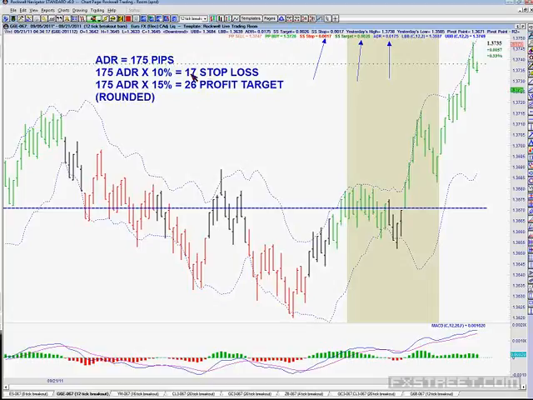Now, it's not less than 1-to-1, because 1-to-1 would be a 17 pip target and a 17 pip stop loss. It's 1.5-to-1, and based on the type of movements that I'm looking for, smaller trends in the market, I'm looking to identify, this way I might get a couple of moves a day.